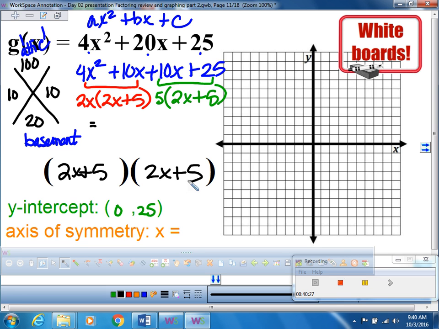All right, this is what I want you to do for homework. There's really only 1, 2, 3, 4, 5, 6, 7, 8, 9, 10 factoring problems. You guys should be able to do this. If you feel like you can't do it, you need to come after school.